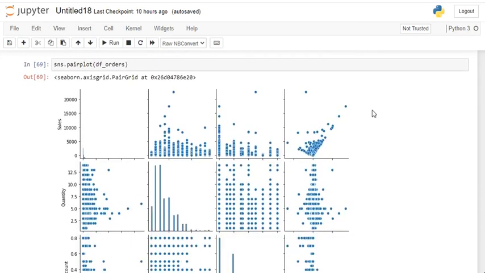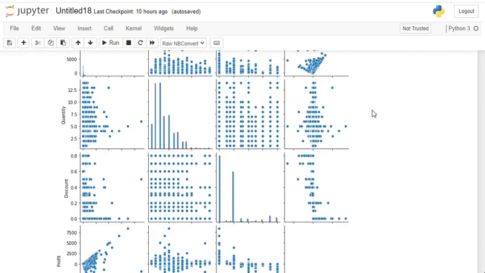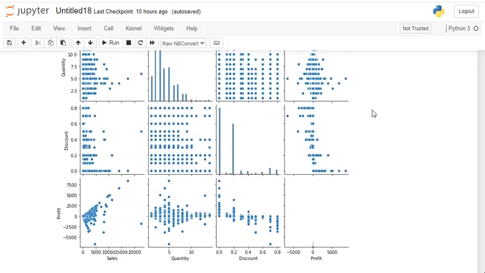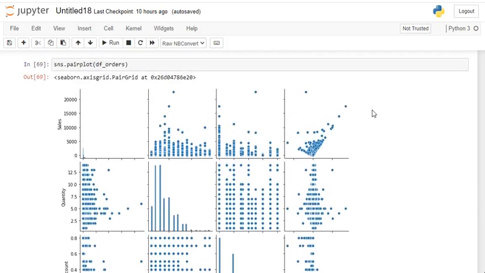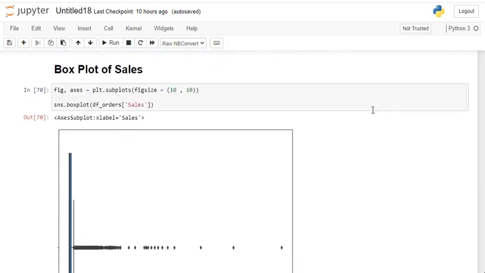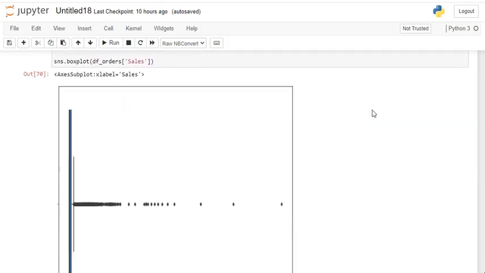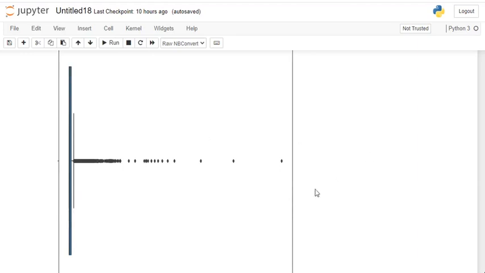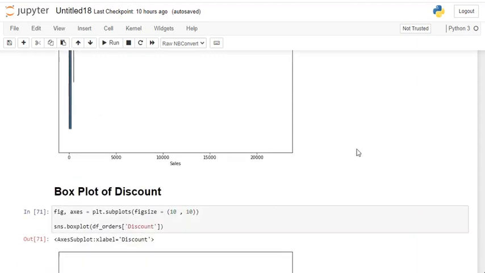Pair plot of the data, again the numerical data has been taken, that is profit, discount, quantity, and sales. Box plot of the sales. Here we can see some outliers, and this is the 50%, this is the 75%, and these are the outliers.